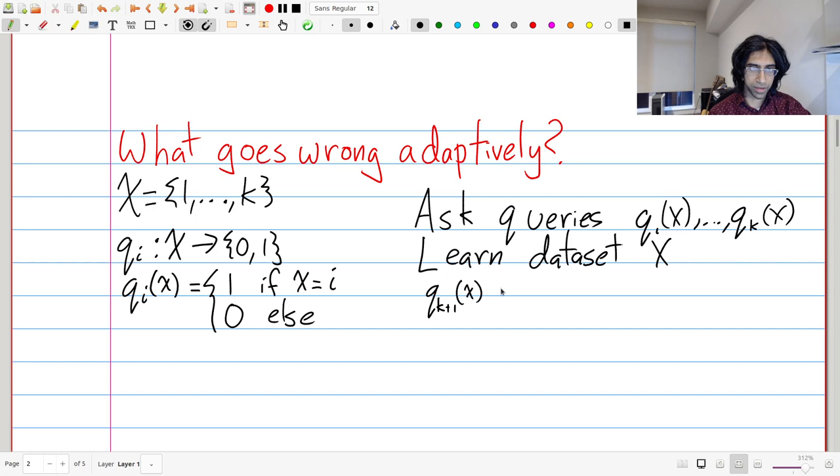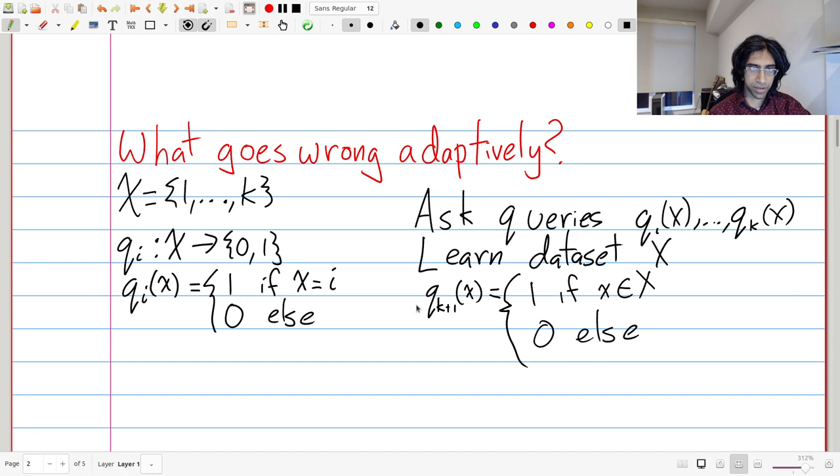So let's ask the following query. The query q of k plus 1 will have the value 1 if x is in the data set X, and 0 else. This is a very simple query. Recall that you can actually compute this query because this is the data set. So you can compute it yourself if you're running it on the empirical data set, based on the results of the first k queries. But let's see what the issue is.